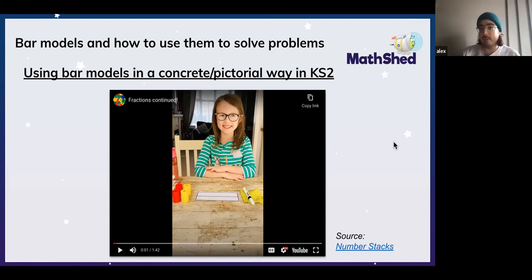Okay, so here we're looking at a child working on fractions of amounts, and still you can use concrete resources with the pictorial representation of the bar model to great effect.